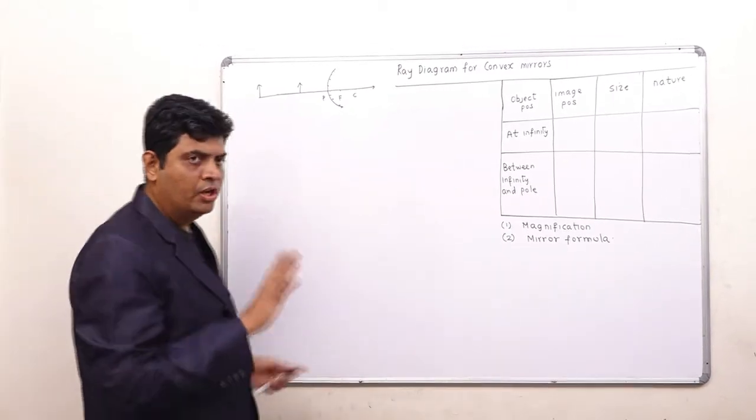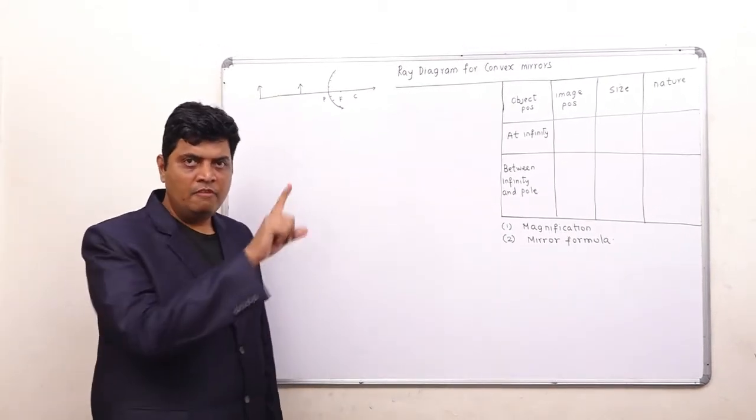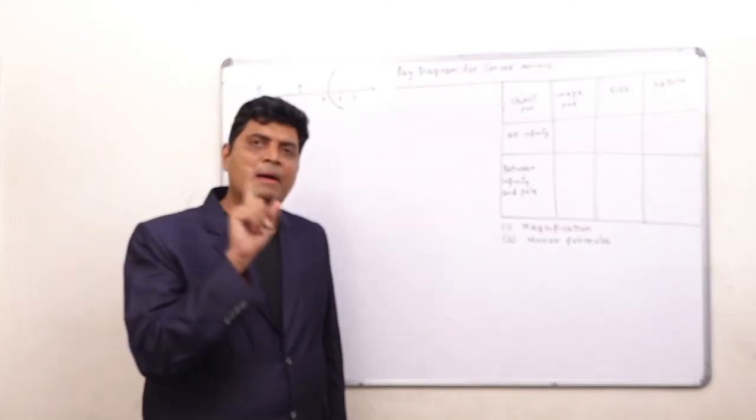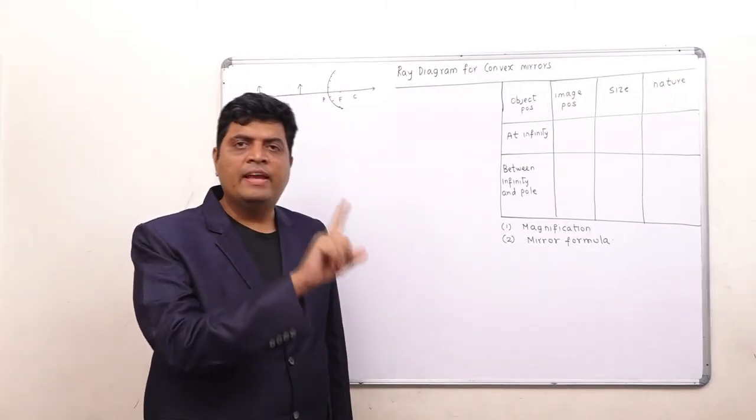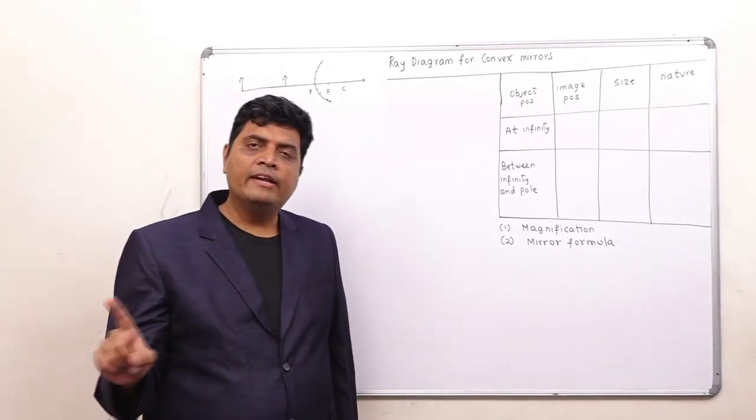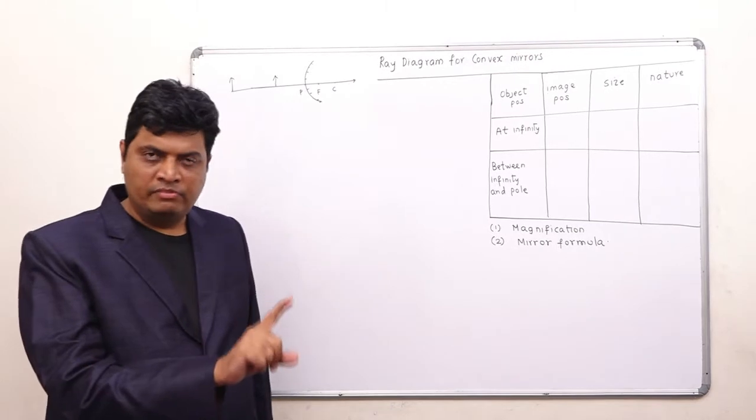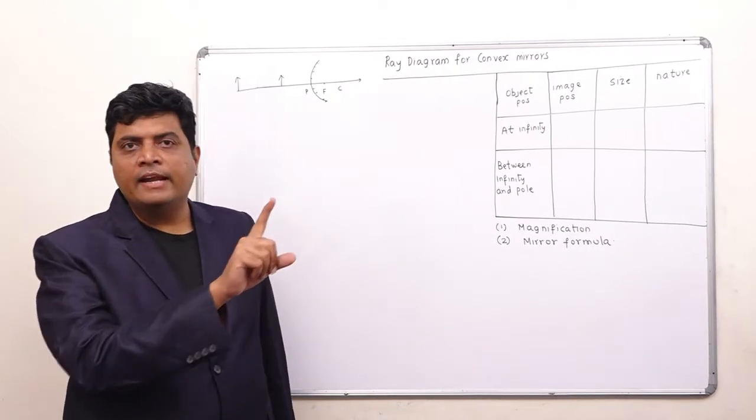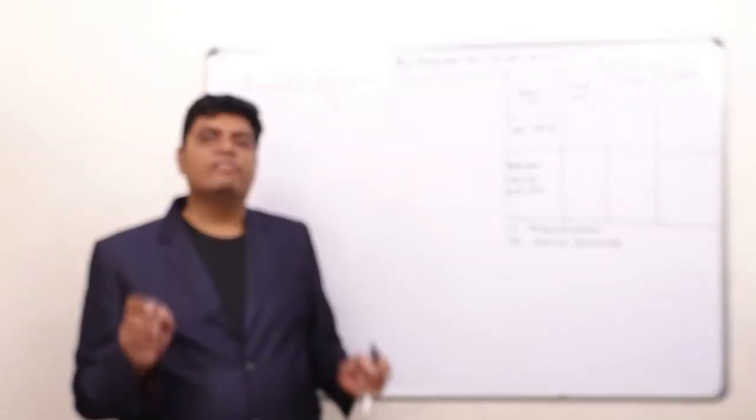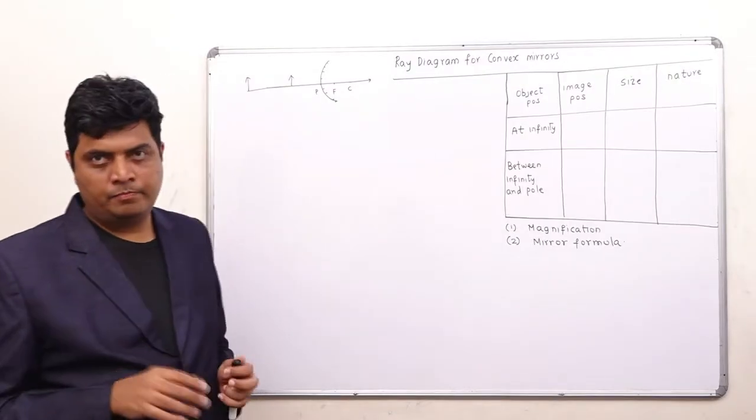Let us start. The rule remains the same. When the incident ray is parallel to the principal axis, the reflected ray passes through the focus. When the incident ray passes through the focus, the reflected ray is parallel to the principal axis. When the incident ray passes through the center of curvature, the reflected ray traces the same path.